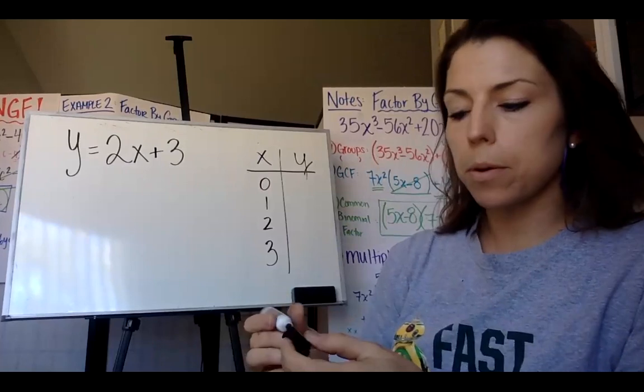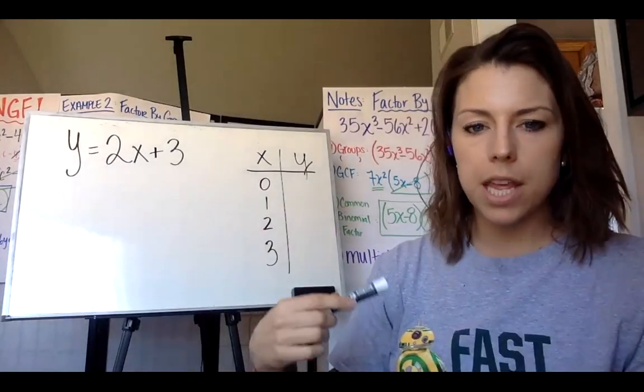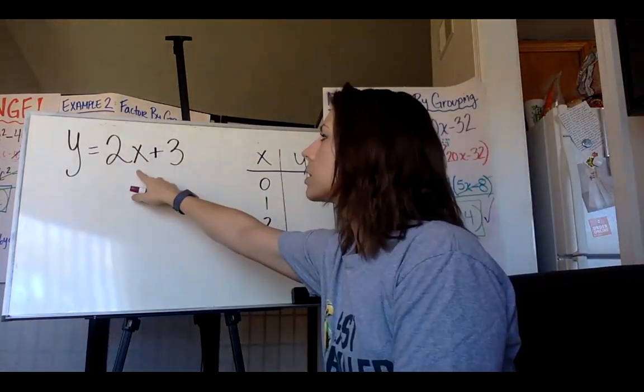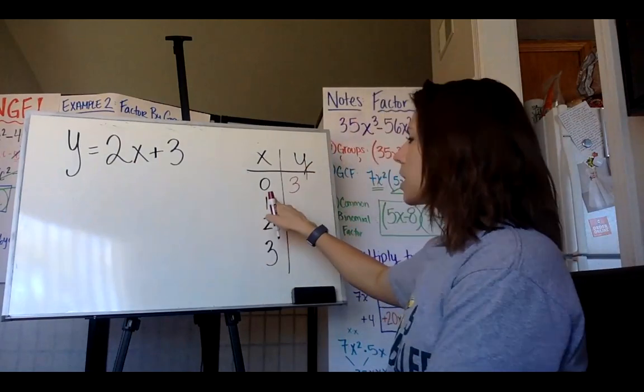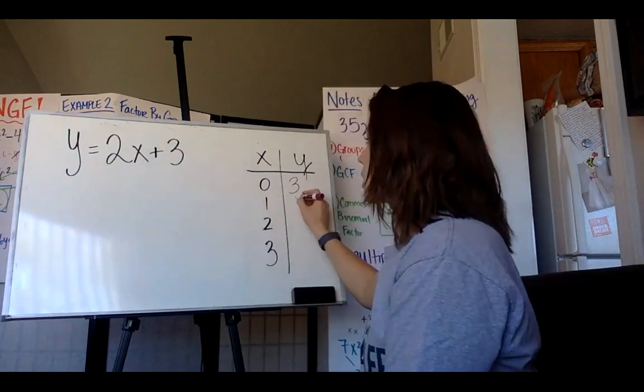So this is what your paper might look like. Again, this is pretty straightforward. I'm just multiplying by 2 and then adding 3. So let's try it out. 2 times 0 is 0, plus 3 is 3. On to the next one. 2 times 1 is 2, plus 3 is 5.